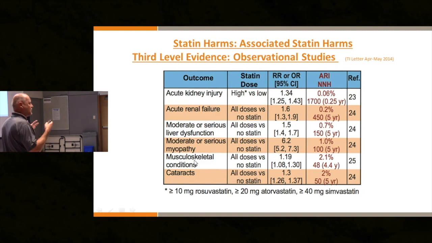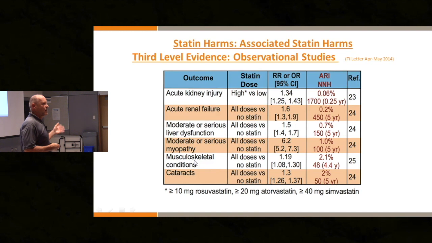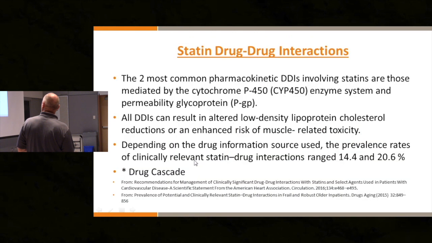Observational studies are not causal. They can't prove it, but if they're big and well done, they at least highlight that this might be possible. Acute kidney or renal injury, failure, liver problems, muscle problems, et cetera, and even cataracts. So you might hear about that. I put this up to say there may be some implication here. We just don't know, but you might hear about it.